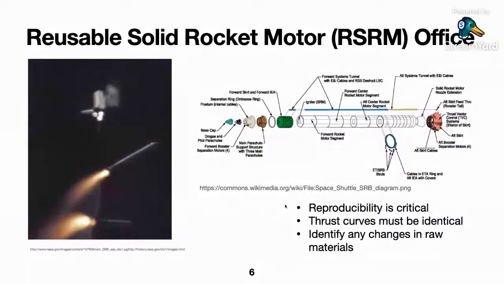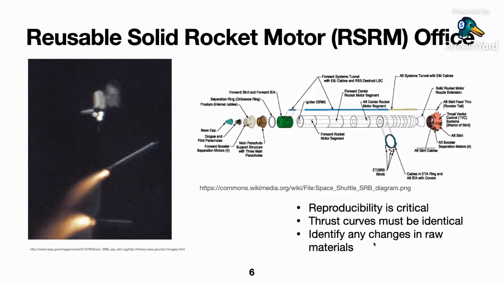I remember working with a gentleman from India who was a ballistician, and he would worry, he would fret, he would sweat about whether the performance of the motors was reproducible. And what was really important is, since there's two boosters, if you had one with different performance than the other, you would have asymmetric thrust, and you would not be able to control the vehicle, and we'd lose a crew. So the thrust curves must be identical between those two. Now, my part in all of this was to identify any changes in raw materials and manufacturing.